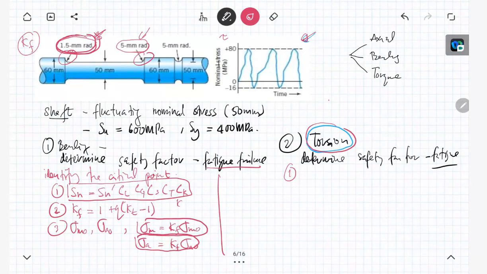Okay. So for the first one, Sn equal to Sn prime Cl and so on. So you have to be careful of taking on the torsion. So for the Kf equal to 1 plus q (Kt minus 1). So Kt and q, be careful taking from the graph of torsion.